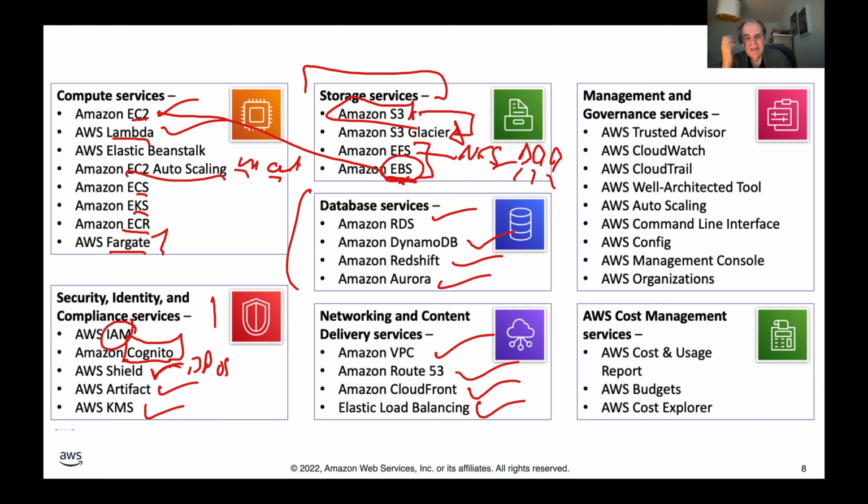When it comes to management and governance services, Trusted Advisor is a good way for us to see what's happening with security, billing, and so on.